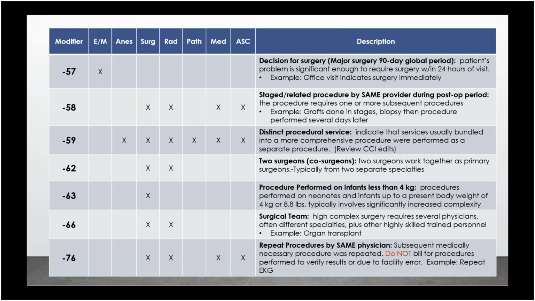62, surgery and radiology. There are 2 surgeons that are involved with the same amount of work. 63 is on surgery. Procedures performed on infants less than 4 kilograms. That is also 8.8 pounds. So there's typically a greater complexity to that. 66 is surgery and radiology. There's a surgical team. There's multiple specialists involved, such as an organ transplant.